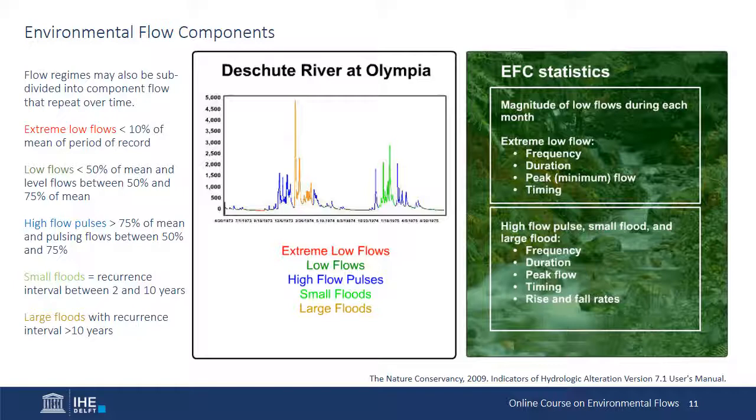All discharge values higher than 75% of the mean daily flow of the period of record are classified as high flow pulses. Small floods and large floods are assigned to discharge magnitudes with a recurrence interval of 2 years and 10 years, respectively. Once assigned to the individual environmental flow components, the statistics presented in the green graphic to the right are calculated. This results in a total of 34 parameters.